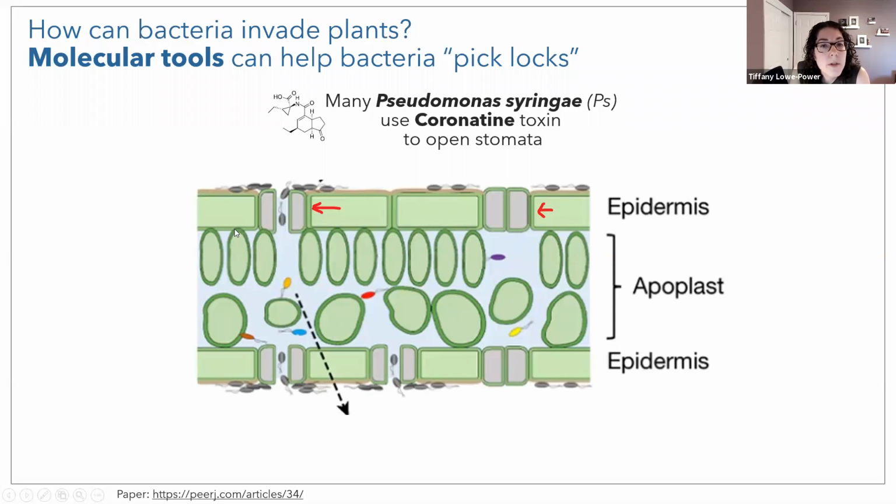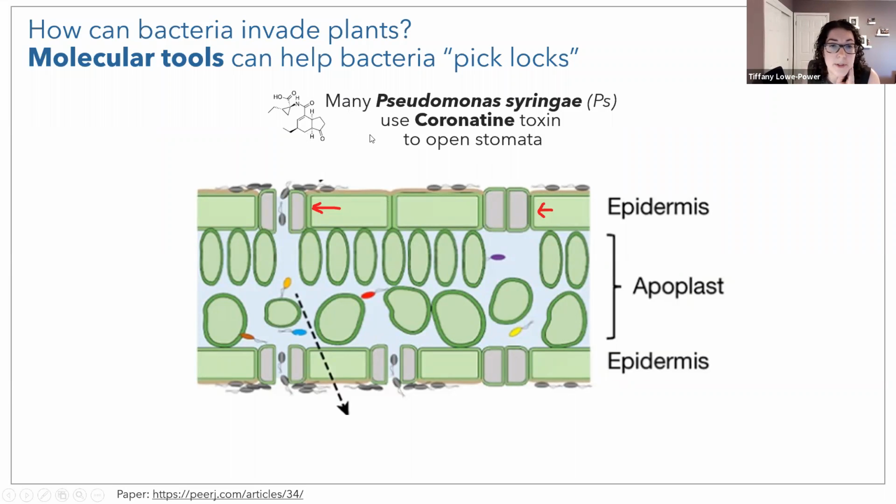Okay, so I want you to think of these natural openings as gates. And then there's a lot of strategies that we have discovered that bacterial pathogens use to pick the locks of those gates. We can also call these molecular tools. They're basically different strategies that bacteria have to manipulate the plant biology so that they can get into the plant.